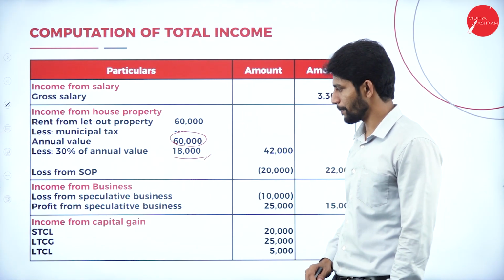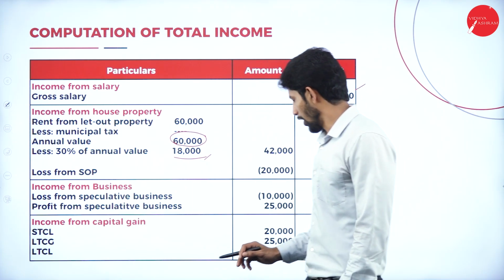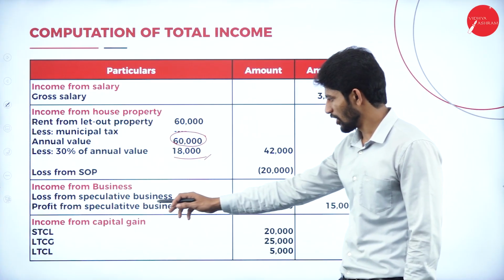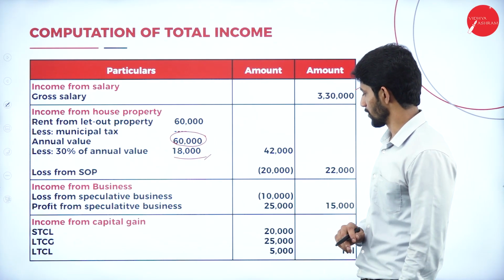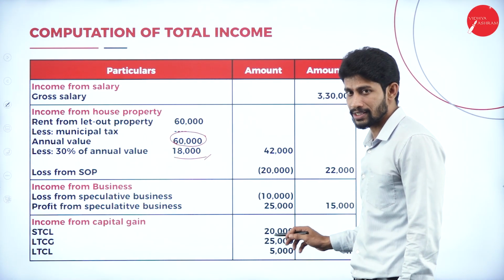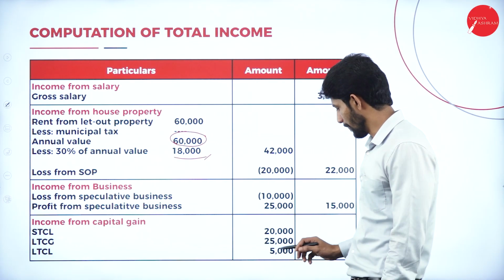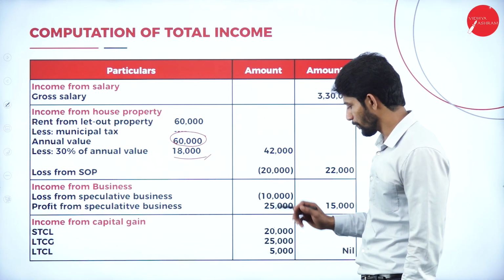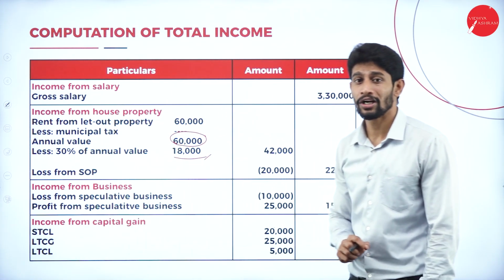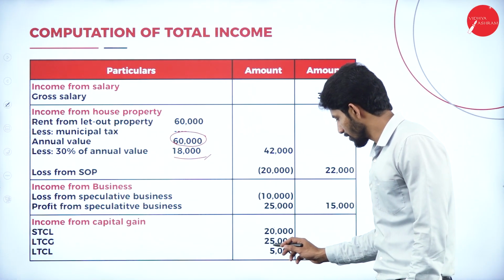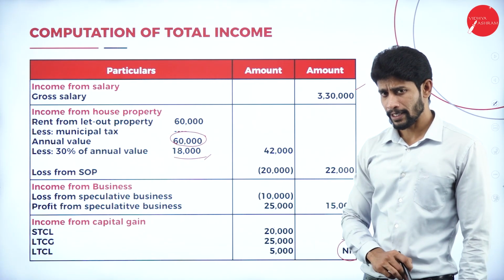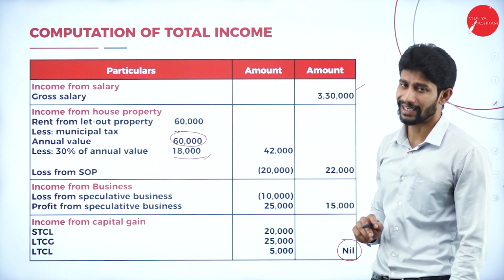Next, income from capital gain. Short-term capital loss 20,000. Long-term capital gain 25,000. Long-term capital loss 5,000. Here we have a short-term capital loss of 20,000. We can set it off against the long-term capital gain. If you set off 20,000 from 25,000, you'll get 5,000 balance. But we also have a long-term capital loss, so deduct this loss also. In the outer column you will get nil. So income from capital gain, in the outer column, is nil.